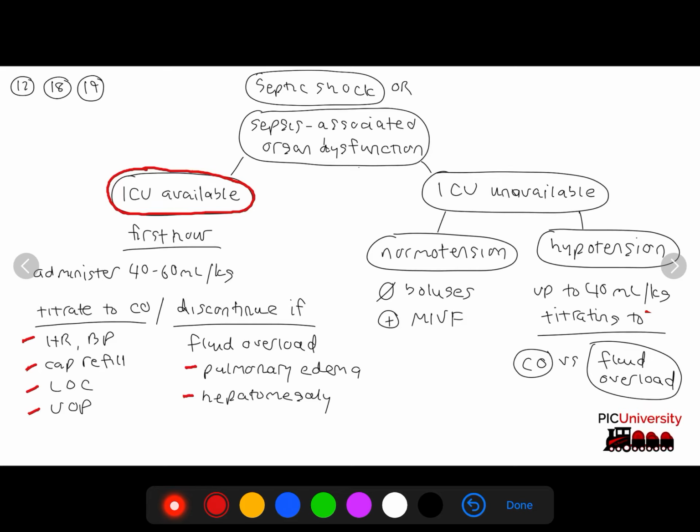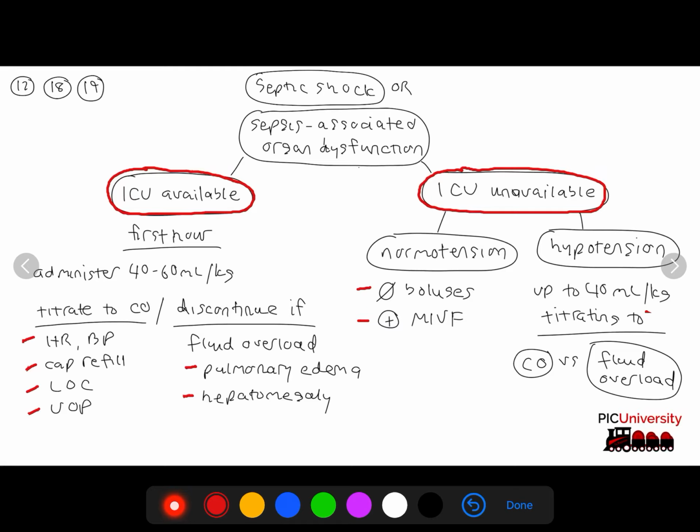Now, if you practice in an institution where there is not ICU capability, the algorithm changes somewhat. And that is that patients who present with sepsis-associated organ dysfunction but have normal tension should not receive any IV fluid boluses. Rather, they can be started on maintenance IV fluids and monitored for need for ancillary therapies.